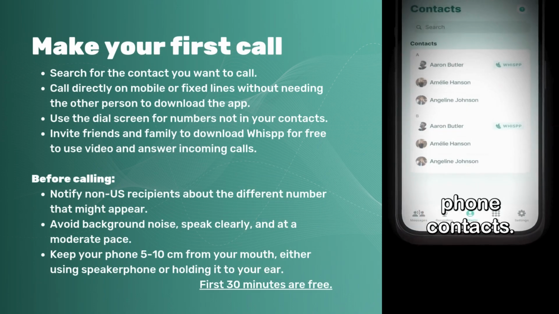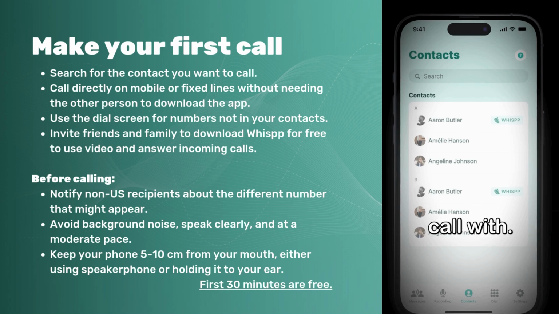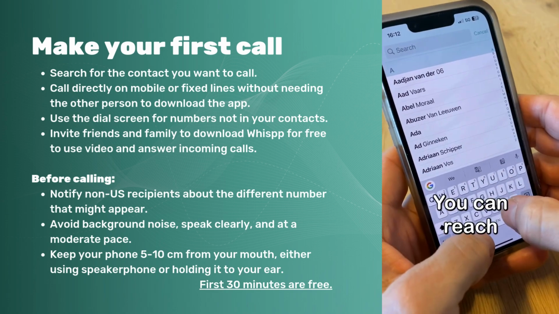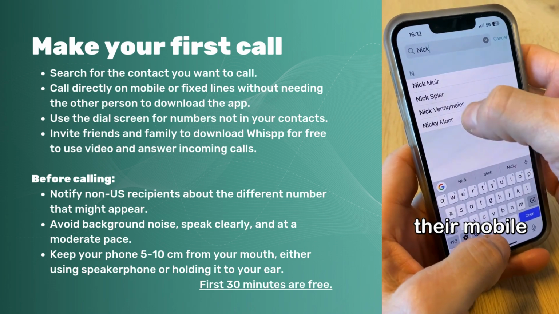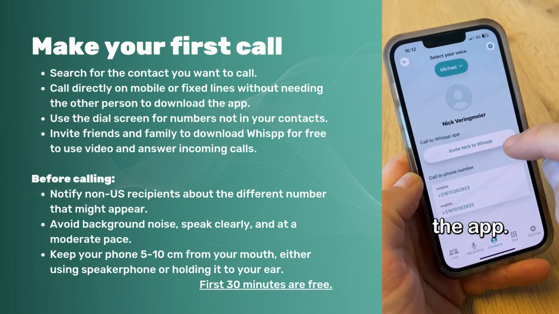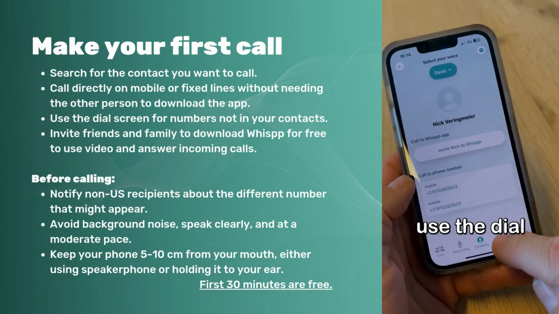This screen shows your phone contacts. Search the person you would like to make your first Whisp call with. There are 2 ways of making calls with Whisp. You can reach everyone directly on their mobile or fixed line so the other person does not have to download the app. To reach a number that is not in your contacts, use the dial screen.